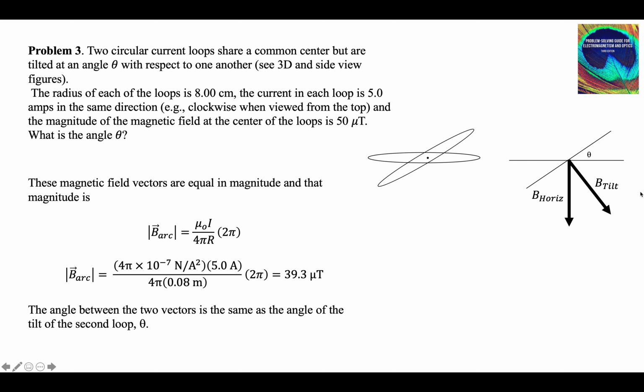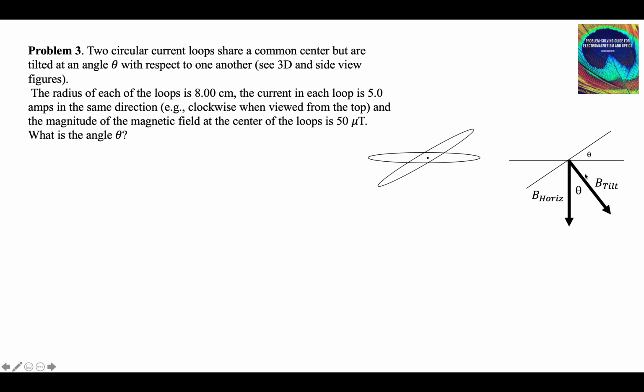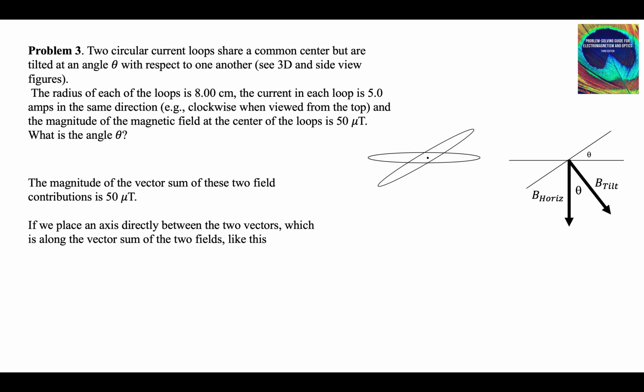The angle between the two vectors is the same as the angle between the loops. That's also theta. We can put it in there. How are we going to add these two vectors? We know the sum is 50 microtesla. Let's put an axis directly between them. There we go. This is where the magnetic field vector is going to sum to along this line. And each of these angles is theta over 2.